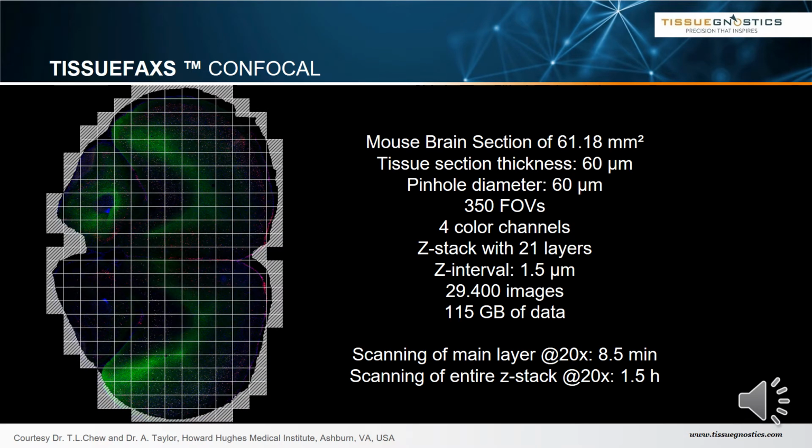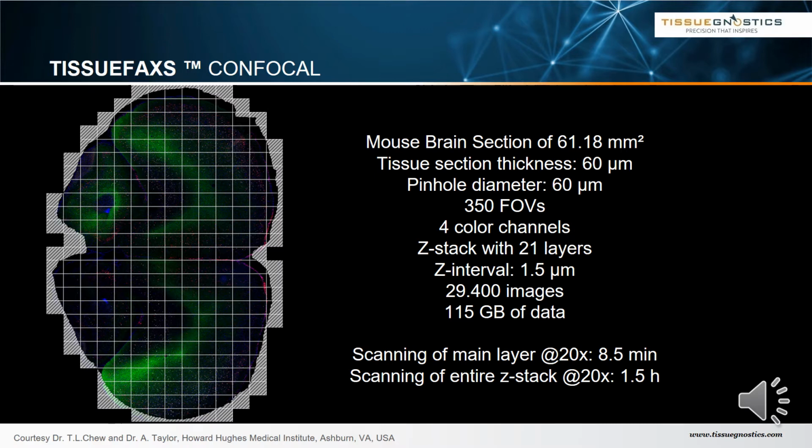In order to acquire the entire mouse brain section, 350 individual fields of view had to be acquired. The tiny rectangles that we see here are in fact high power fields of view acquired at the Plan-Apo 20X. Each field of view consists of 4 color channels. Scanning in a single focal plane could be completed in 8.5 minutes using the 20X objective lens.